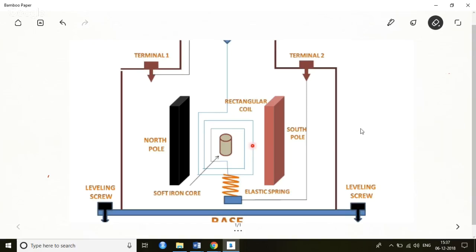So look at here. What happens? Suppose I have a coil like this. The magnetic field is radial. It means that the plane of the current carrying coil is in the direction of the magnetic field. So this is the plane of the current carrying conductor and this is the direction of the magnetic field.